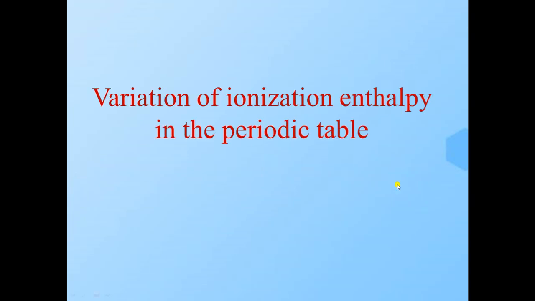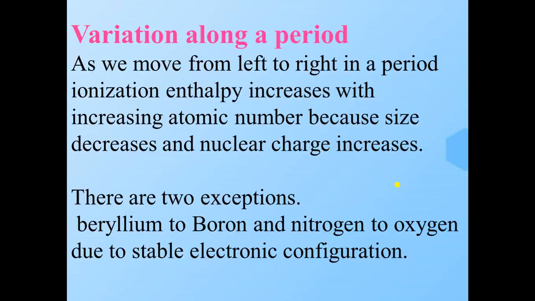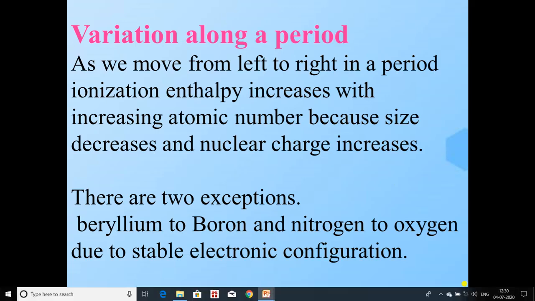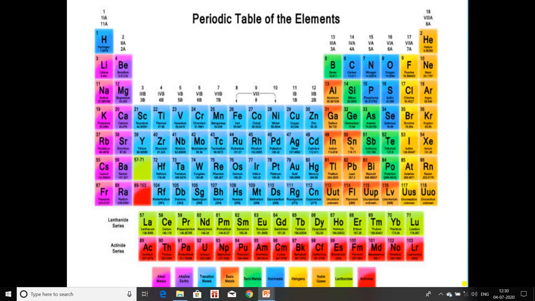Now next topic is variation of ionization enthalpy in the periodic table. First we will discuss variation along a period. As we move from left to right in a period, ionization enthalpy increases with increasing atomic number because size decreases and nuclear charge increases. You will see here that when we go left to right, the size of the element decreases, and as size decreases, ionization enthalpy will be more. That is why ionization enthalpy increases when we go left to right in a period.